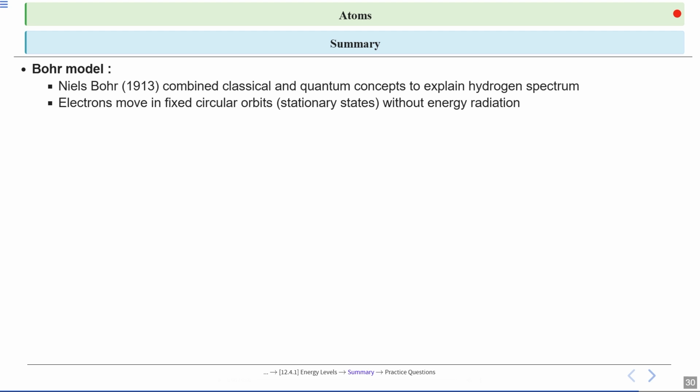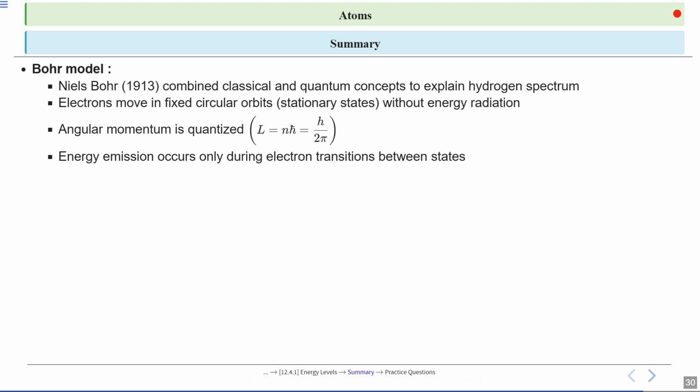Next, Bohr proposed that electrons move in fixed circular orbits around the nucleus, which he called stationary states. In these orbits, electrons do not lose energy by radiation, which was a surprising idea at that time. Bohr also said that the angular momentum of the electron in these orbits is quantized. That means it can only have certain specific values, not just any value. The formula is L equals nh divided by 2 pi, or n h-bar, where L is angular momentum in kilogram meter squared per second, n is a positive integer called the quantum number, and h is Planck's constant. So only certain orbits are allowed.